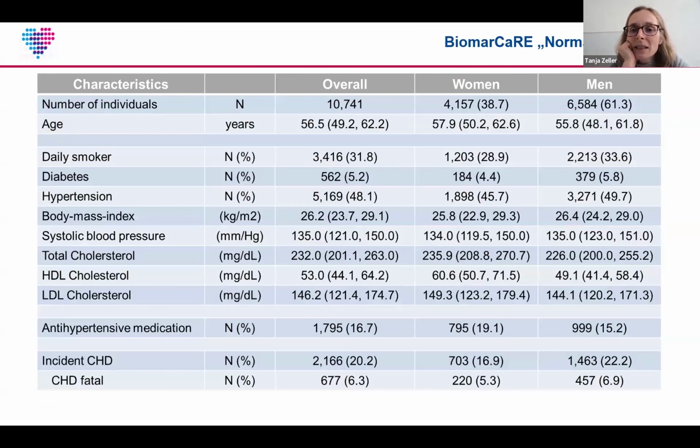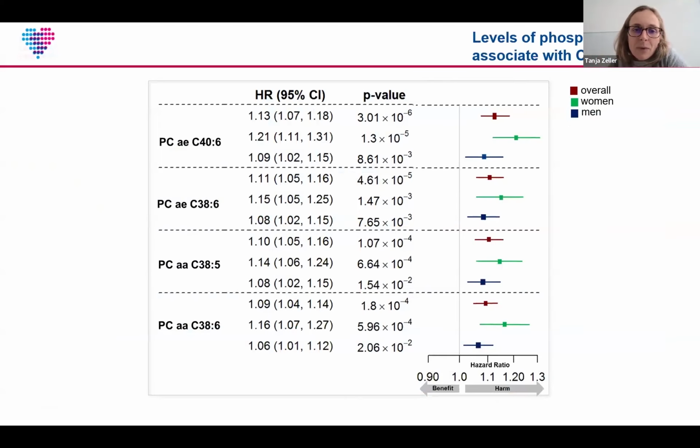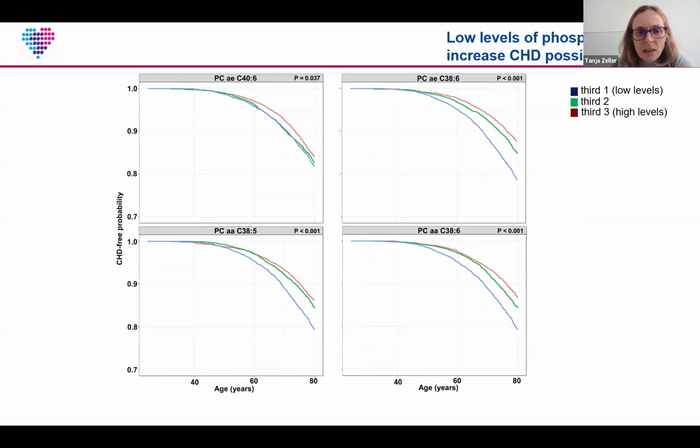And these are the baseline characteristics, so you don't need to check into detail. It just gives you an overview. It was a normal population, so not very much diseased, normal age, and it was stratified 50-50 men and women. And we identified 4 phosphatidylcholines that were associated with the incidence of coronary heart disease.